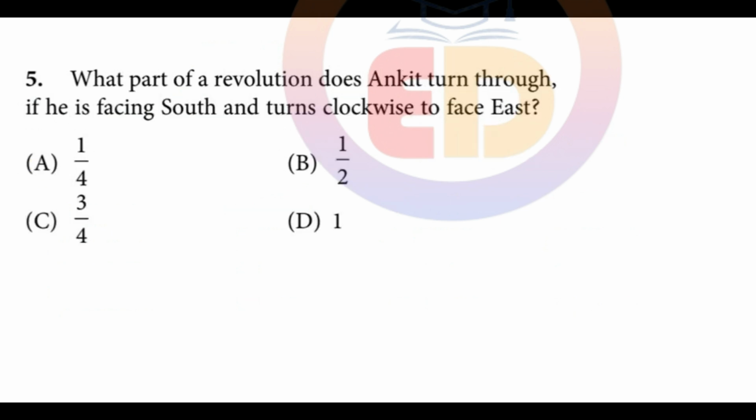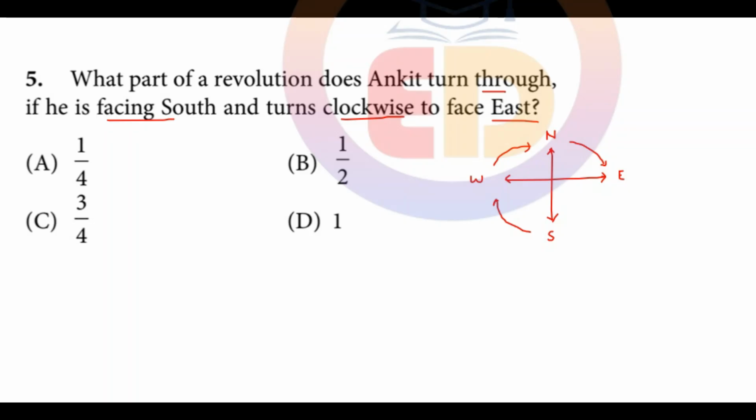Next question: what part of revolution does Ankit turn through if he is facing south and turns clockwise to face east? So right now he is in the south direction, and now according to the question he has to face east and go clockwise. Clockwise means from south he will go to west, from west to north, and from north to east. If he takes one complete revolution, then he will make a complete revolution.